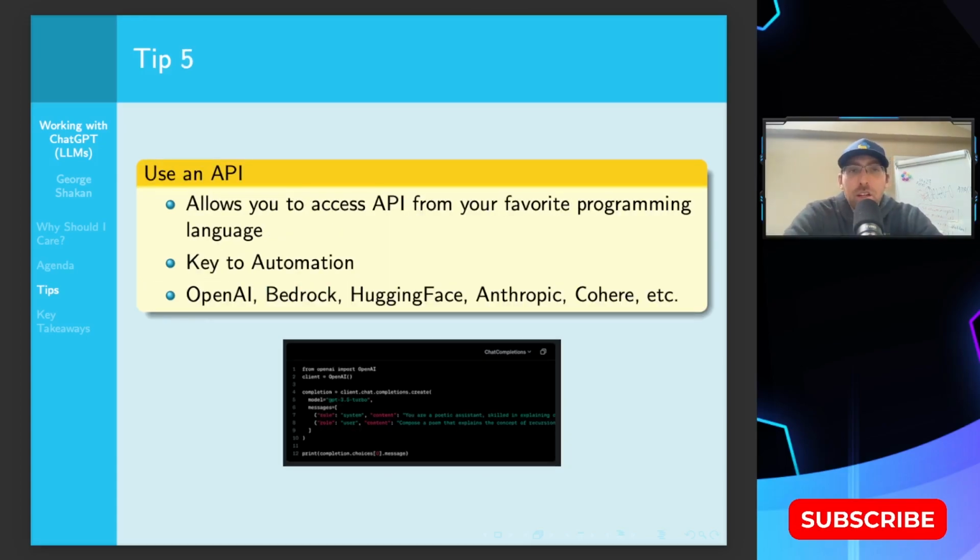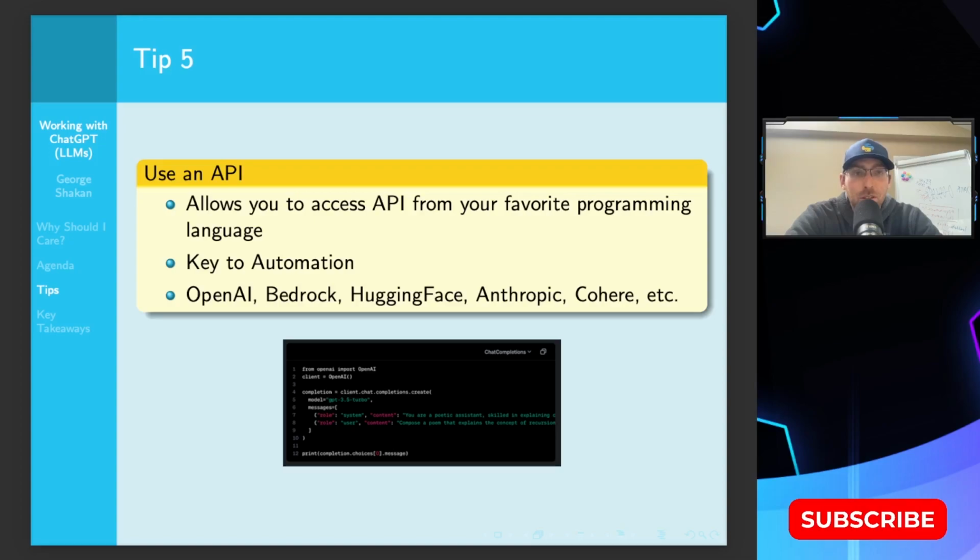All right, so my next tip is to use an API. Now, an API allows you to access the large language model from your favorite programming language. Mine's Python, by the way, as you can maybe tell from the hat. But anyways, really using the API is the key to automation. And automation really opens the door to a bunch of very useful and very powerful applications of large language models. Now, I listed a few of the choices you have for APIs.